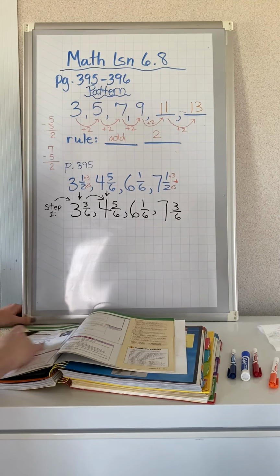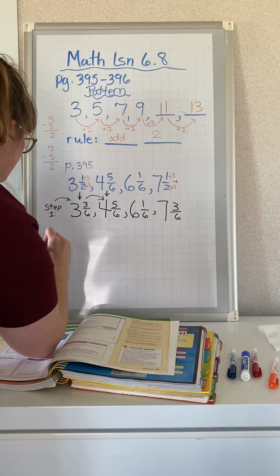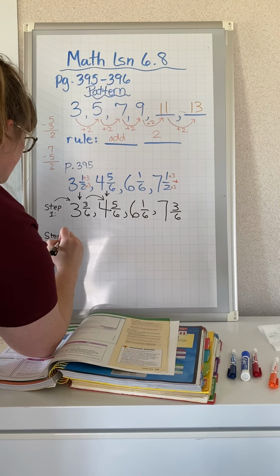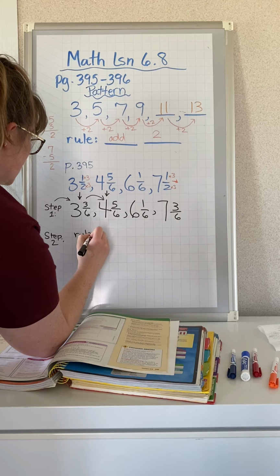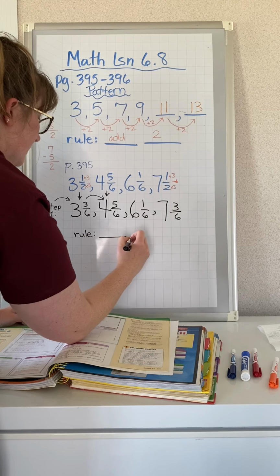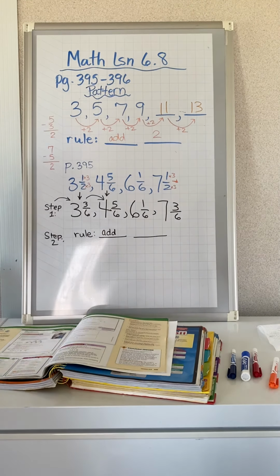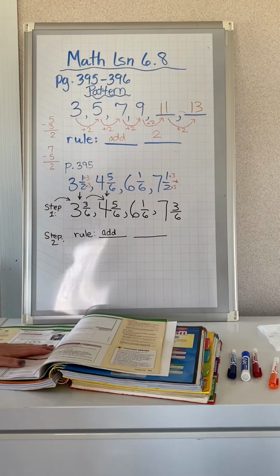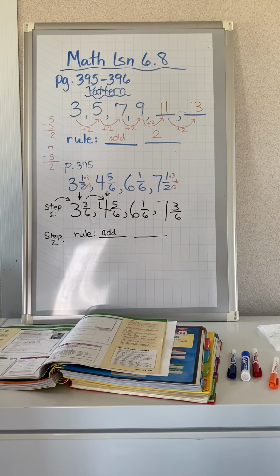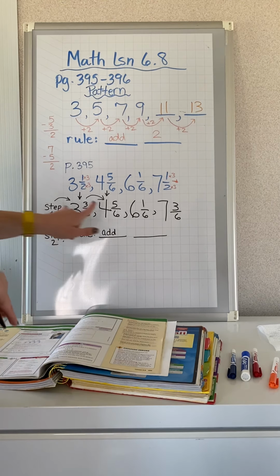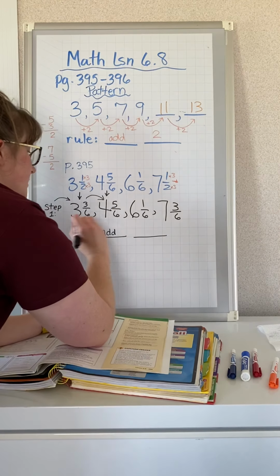So on the lines, in step 2, I'd like you to write rule, and if it helps, 2 lines. I know we're adding, so add. But now in that step 2 section, you can write on the lines or you can write on the side to the right. We have to do some math to figure out how much it is going up every time. So you take the 2 numbers next to each other.